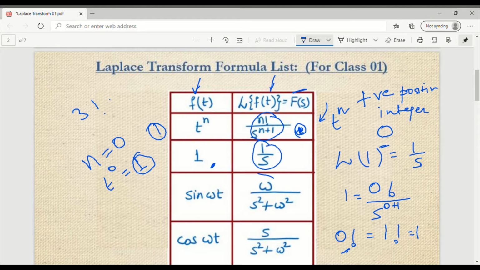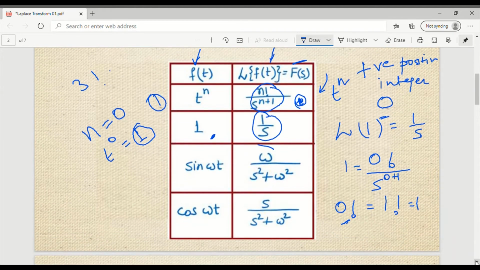Now, what about my third formula? The third and fourth formulas have sine and cos. This is written as sin(omega t). This omega is a constant, along with t. The constant can be 1, 2, 3, 4, anything, even pi. So for sin(omega t), the Laplace transform is omega by s^2 plus omega^2. Omega is any constant. Whatever is written there, if it is 2, 4 or 5, it will be 5 squared, 2 squared, or whatever that constant is.